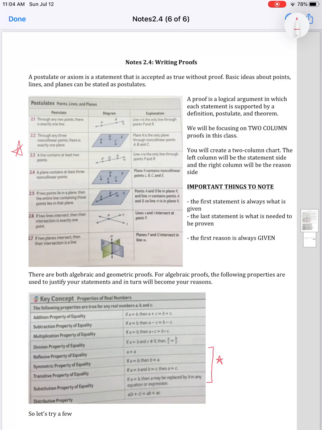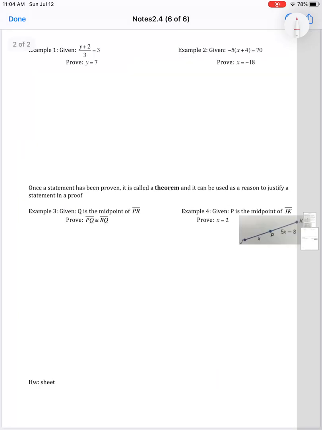So we're going to start very slow, and we're going to just focus on the algebraic proofs today. And then come next time, we're going to start incorporating the geometric stuff into the mix. It's always good to start with the algebraic just because many of us know how to solve an algebra problem. So that's basically what we're doing. We're just going to write it in a different format.